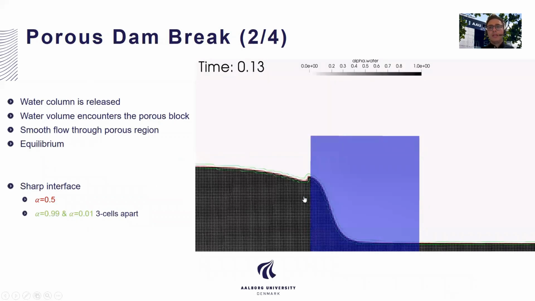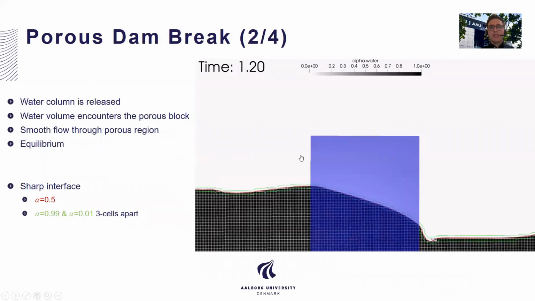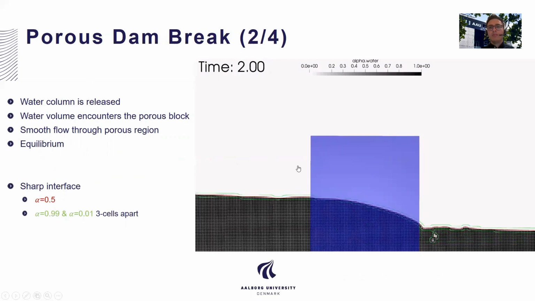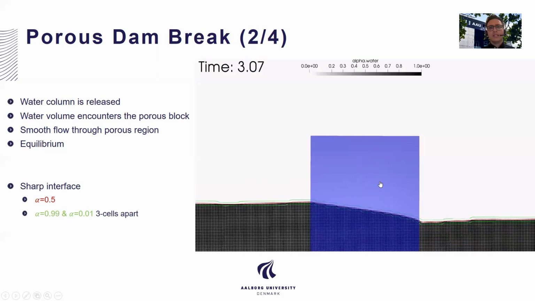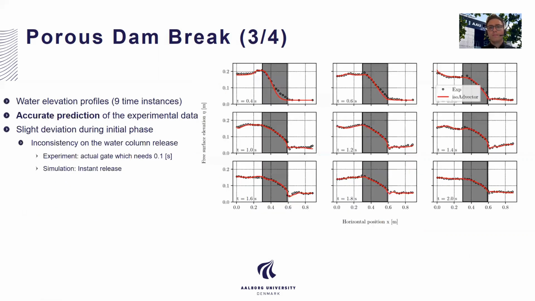Here we can watch an animation of this simulation. Again, we use the same color palette for illustrating the water volume fraction and the alpha value contours. You can see that the water column is released and then this water volume encounters the porous block and it continues to flow smoothly through the uniform porous region until at some point the system finds an equilibrium. As we also observed in the previous benchmark case, here the interface remains again very sharp with only 3 cells separating the alpha 0.99 from alpha 0.01 contours.